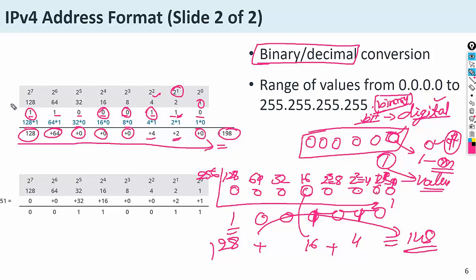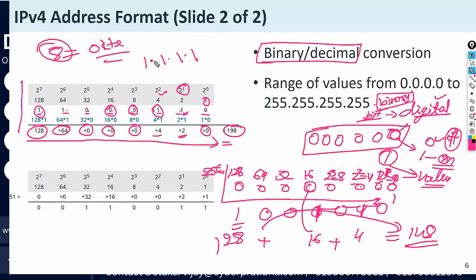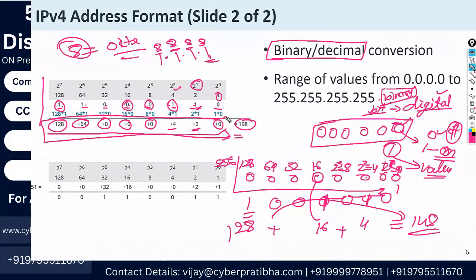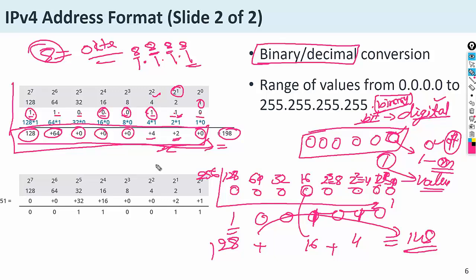So why only 8 here? Why 8 here? 1, 2, 3, 4, 5, 6, 7, 8. Because 8 is equal to an octet. Like 1.1.1.1. So each part between the dots has only 8 bits. So every octet will be calculated like this.